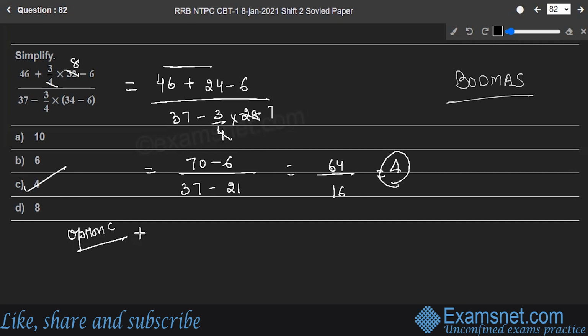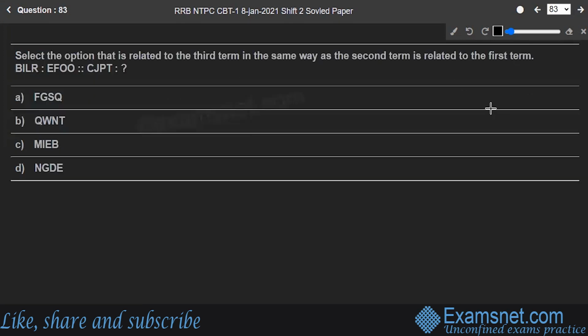Hope you understood this. Next is question number 83. Select the option that is related to the third term in the same way as the second is related to the first. So there exists some relationship between these two. Using the same concept, you have to find out what will come at the place of the question mark. Let's go. We'll be using the same alphabetical place value table to understand the problem. So first is B, I, L, R, and the given one was C, J, P, T. Let's write down. B is at position 2, I is at 9, L is at 12, R is at 18.